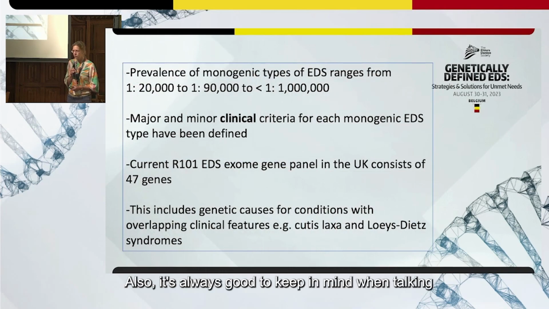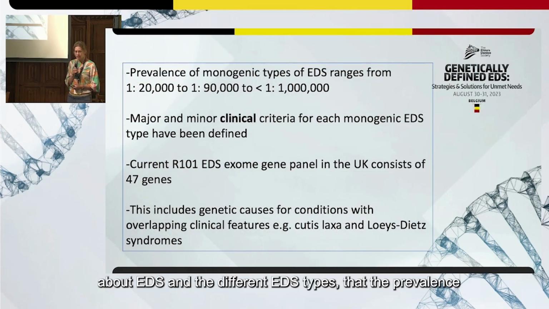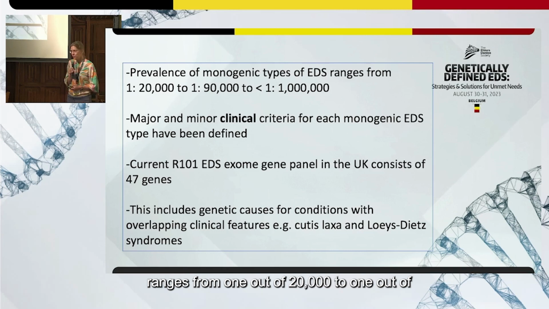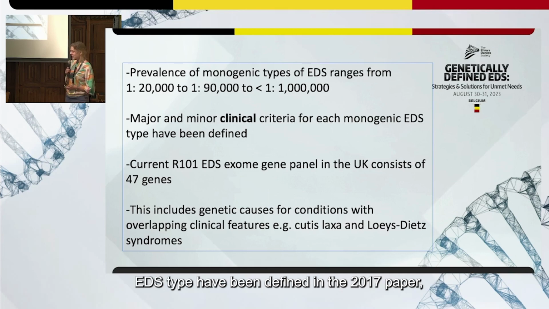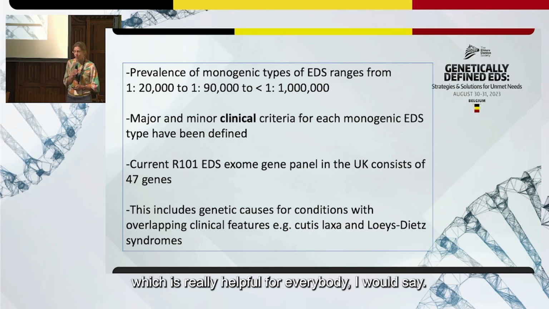Also, it's always good to keep in mind when talking about the different EDS types that the prevalence of monogenic EDS types, they're not for nothing called rare, ranges from 1 out of 20,000 to 1 out of 90,000 for the dominant types, to less than 1 out of 1 million for the recessive ones. So major and minor clinical criteria for each monogenic EDS type have been defined in the 2017 paper, which is really helpful for everybody, I would say.